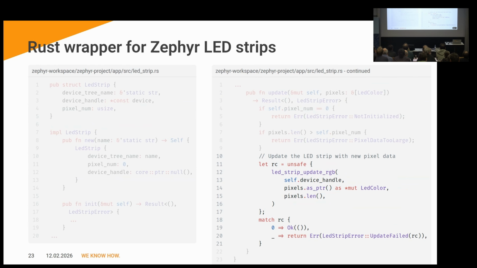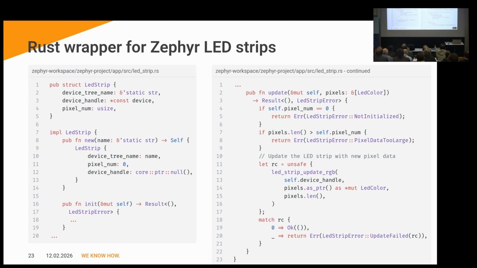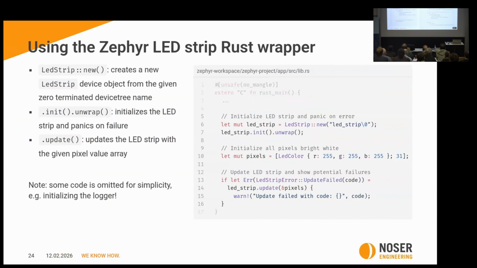Now, how do we use this? We could just always write in our code unsafe led_strip_update_rgb, and then we call the C functions through the bindings. Or what we typically do, as I mentioned before, is write some Rust code around it. Here's an LED strip module. So we have this LED strip struct with device tree name, device handle, and number of pixels of the LED strip. We create some new, some init, and this update function. And this allows us to call it later on more or less like this.